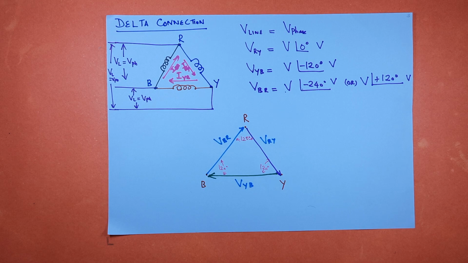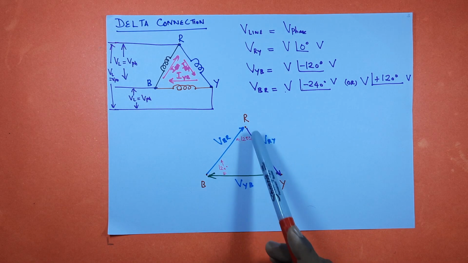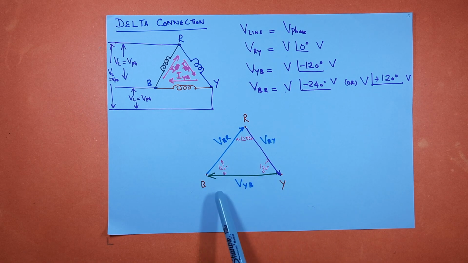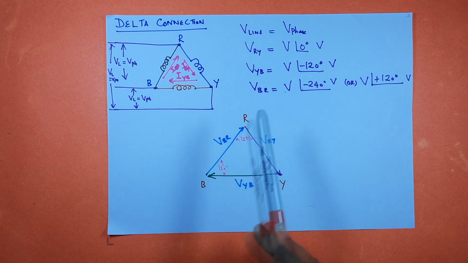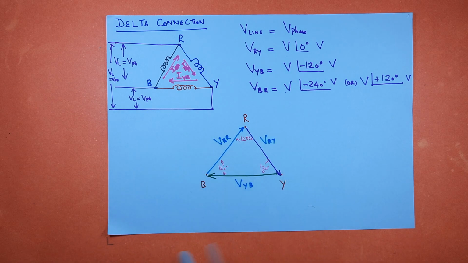So the phasor diagram for this case is going to be like this. So VRY, this is VYB, this is VBR. This is going to be the phasor diagram for delta connection, and you can see the phase difference between any two phasors is going to be 120 degrees.